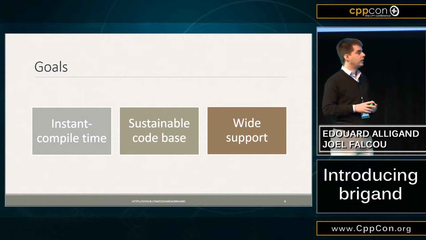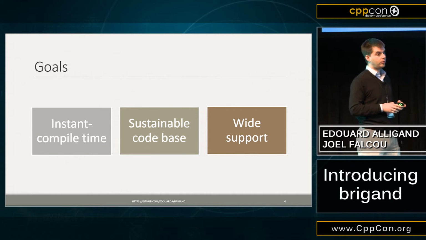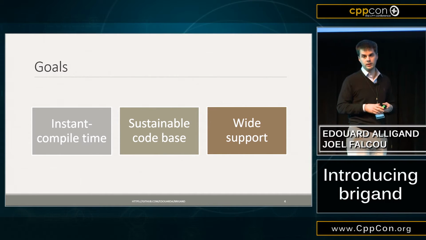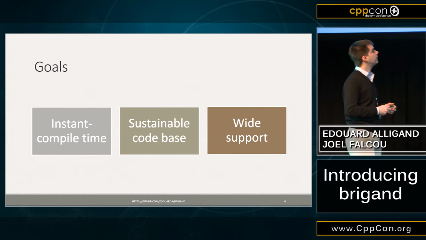Sustainable code base: you want to do metaprogramming, but you don't want to kill yourself in 2 years. And wide support: the software we use also has to run on Windows, so it has to compile on Visual Studio 2013, and it also works on Visual Studio 2015. It's Clang 3.5, 3.6. We tested on the default Clang from macOS, GCC 4.8, 4.9, 5.0.